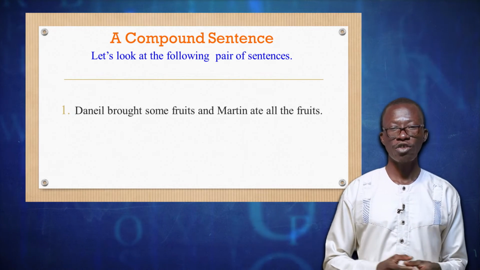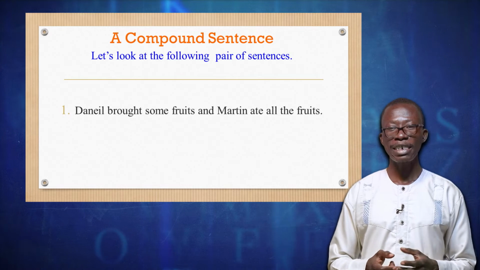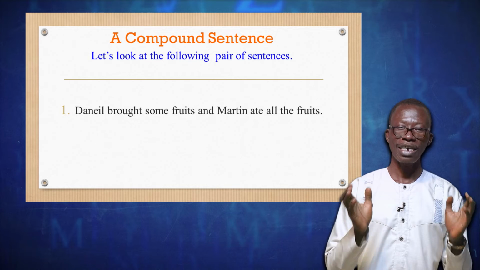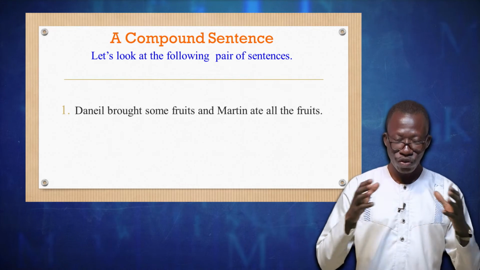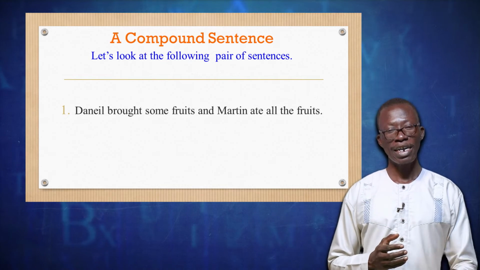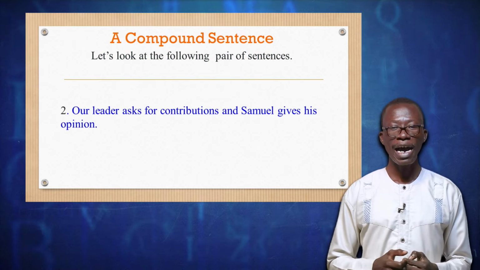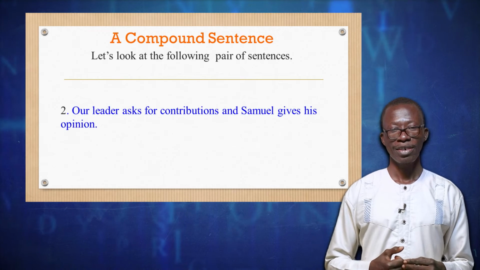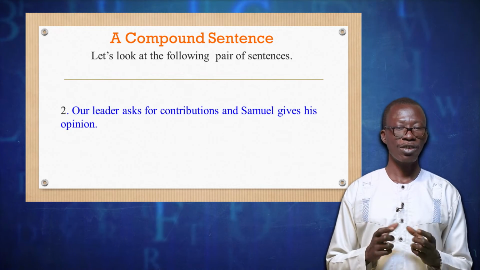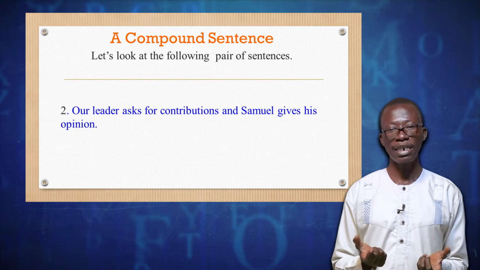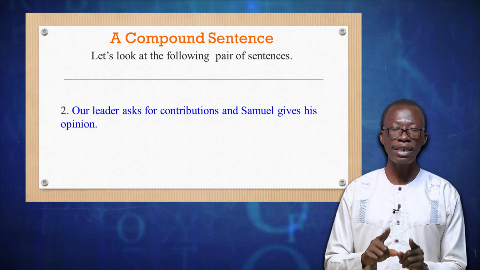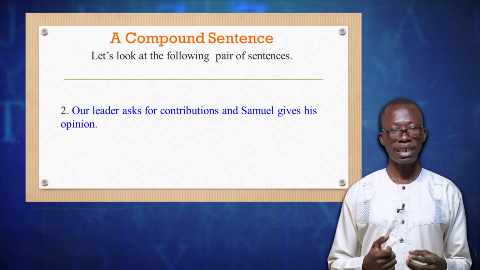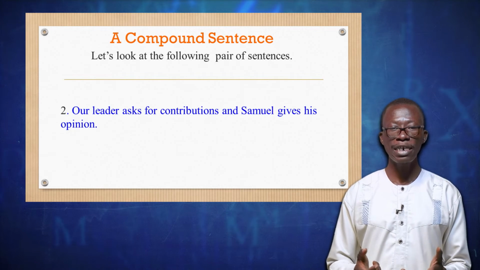So we have the first one to be Daniel brought some fruits and Martin ate all the fruits. This time around we have a sentence from the two pair of sentences. And then the second one, our leader asks for contributions and Samuel gives his opinion. So we have the two pair of independent clauses, the simple sentences put together here to give us one sentence. And that sentence is, our leader asks for contributions and Samuel gives his opinion.